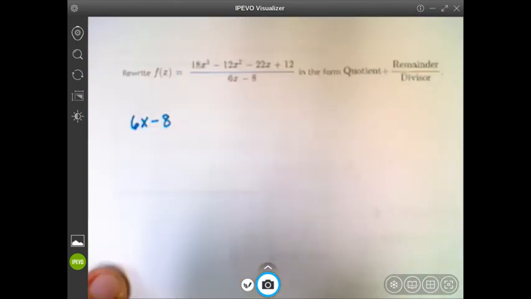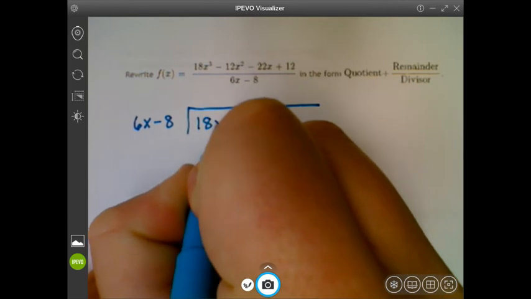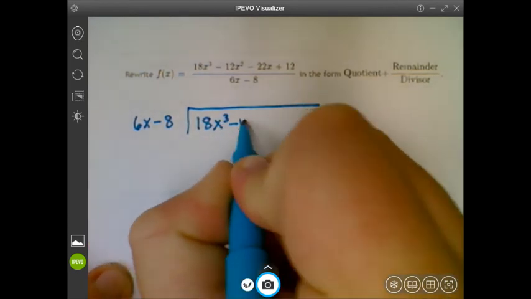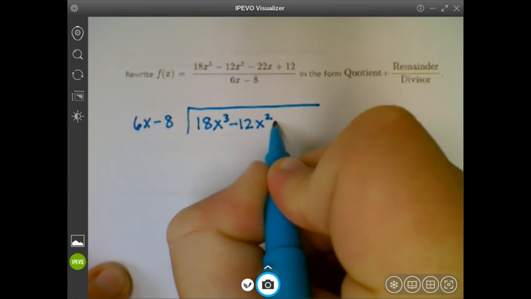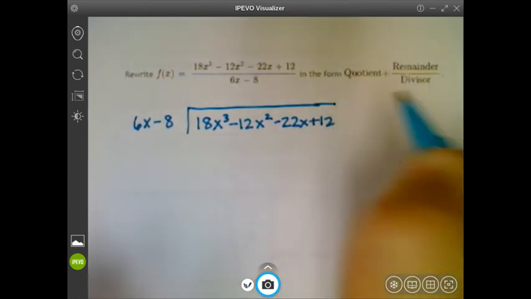So it's the same process. You're going to take 6x minus 8 and divide it into 18x cubed minus 12x squared minus 22x plus 12.